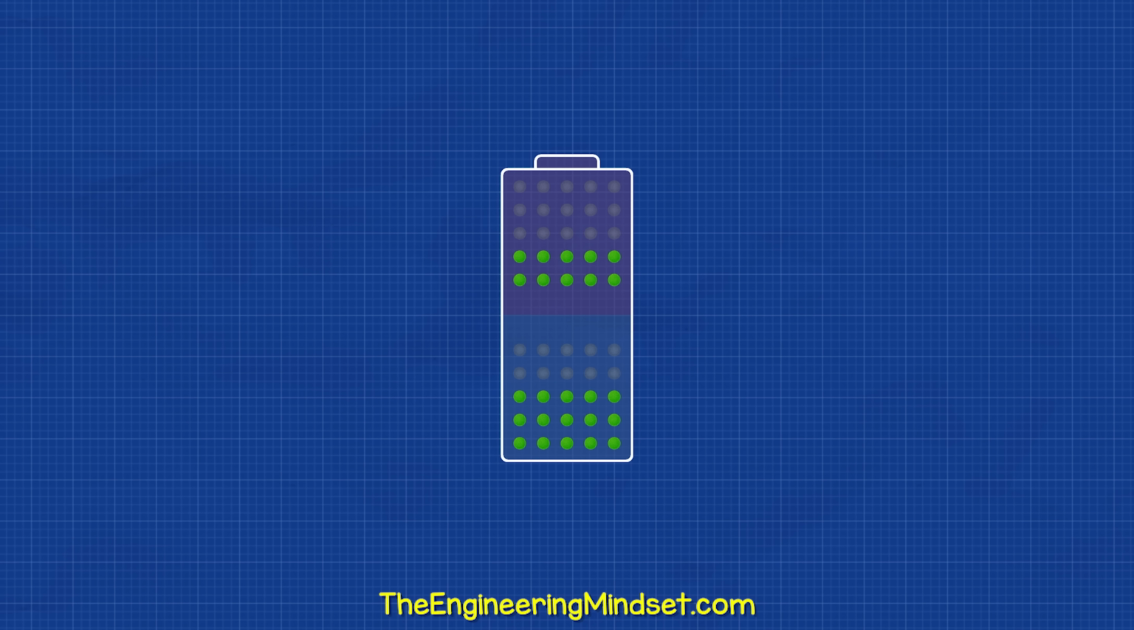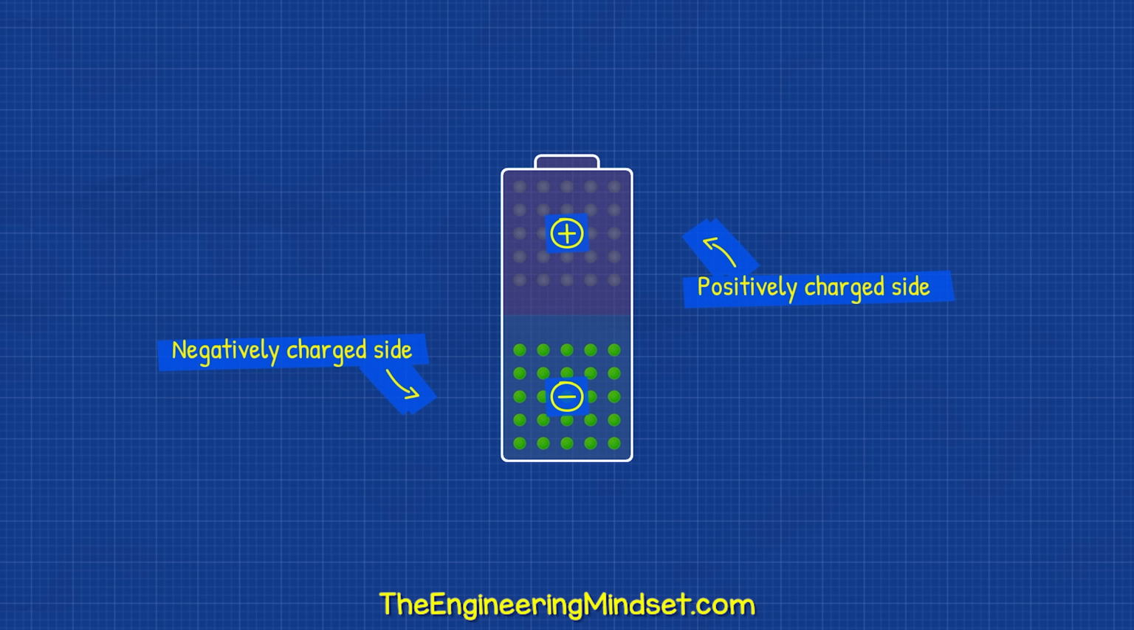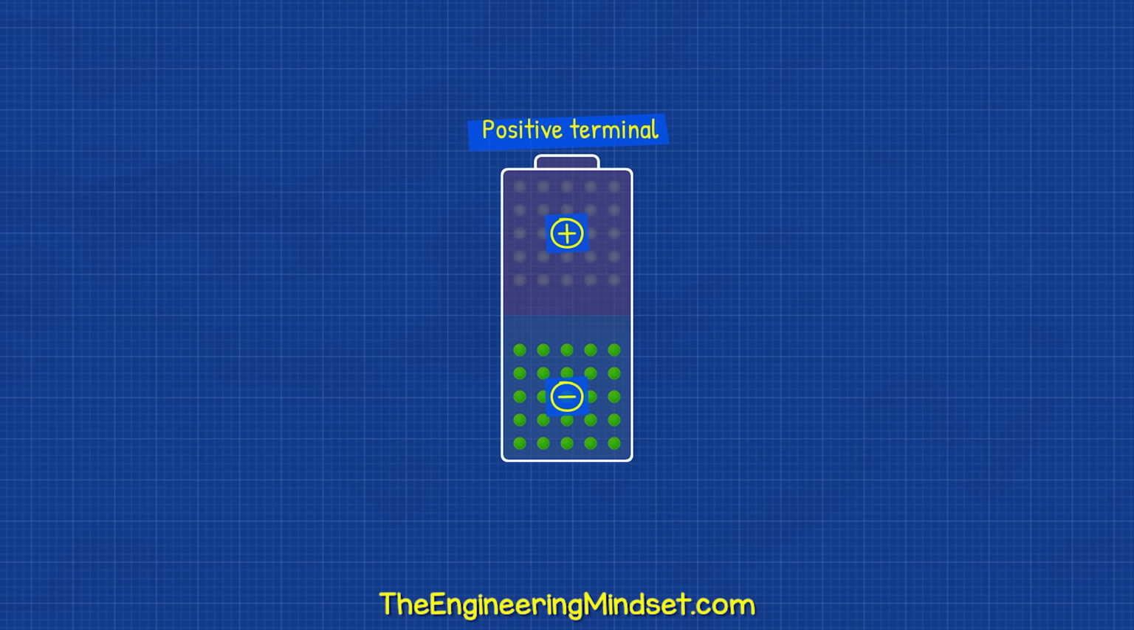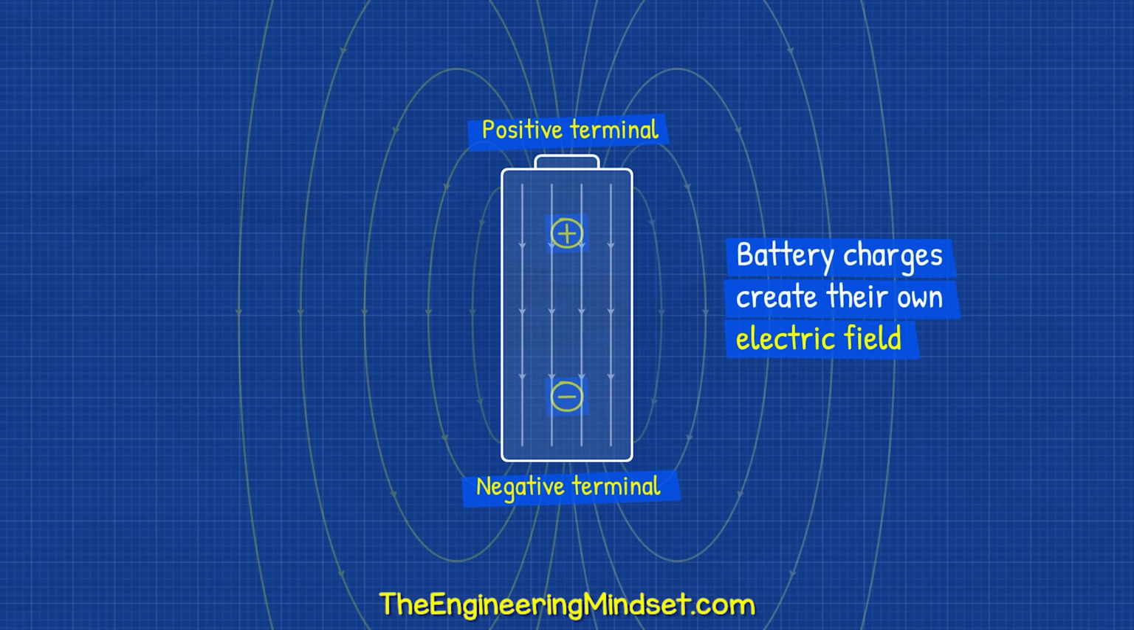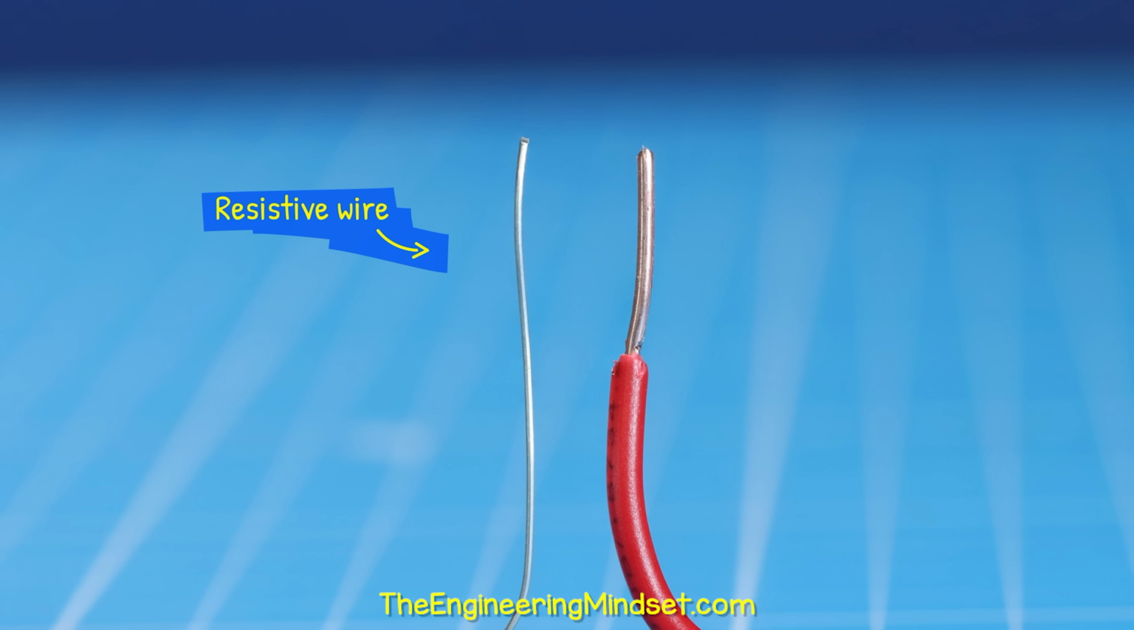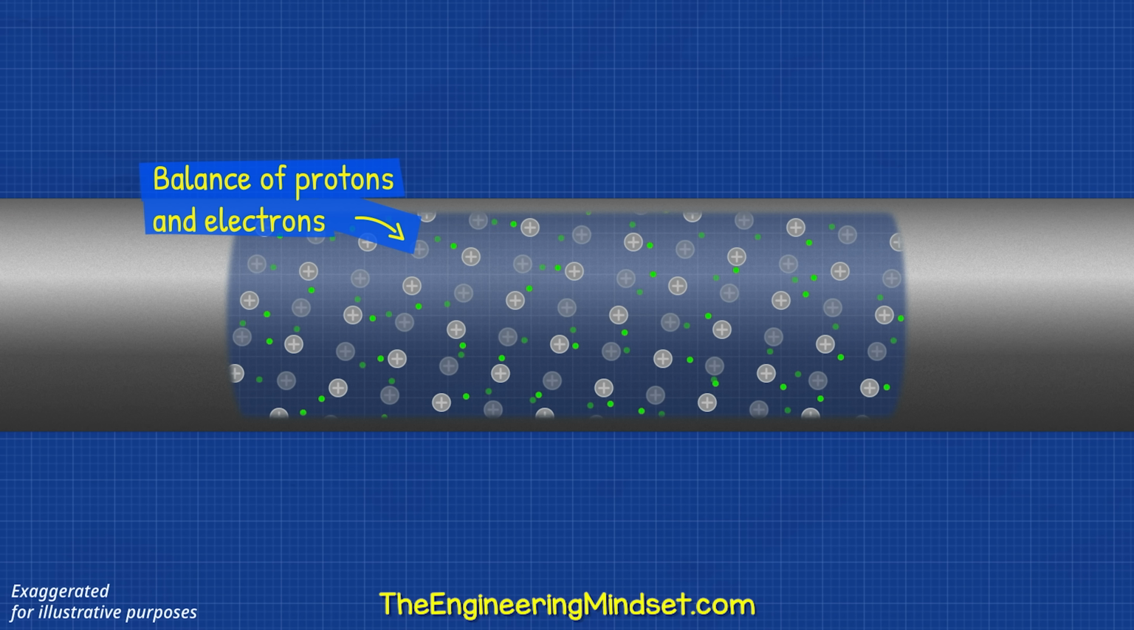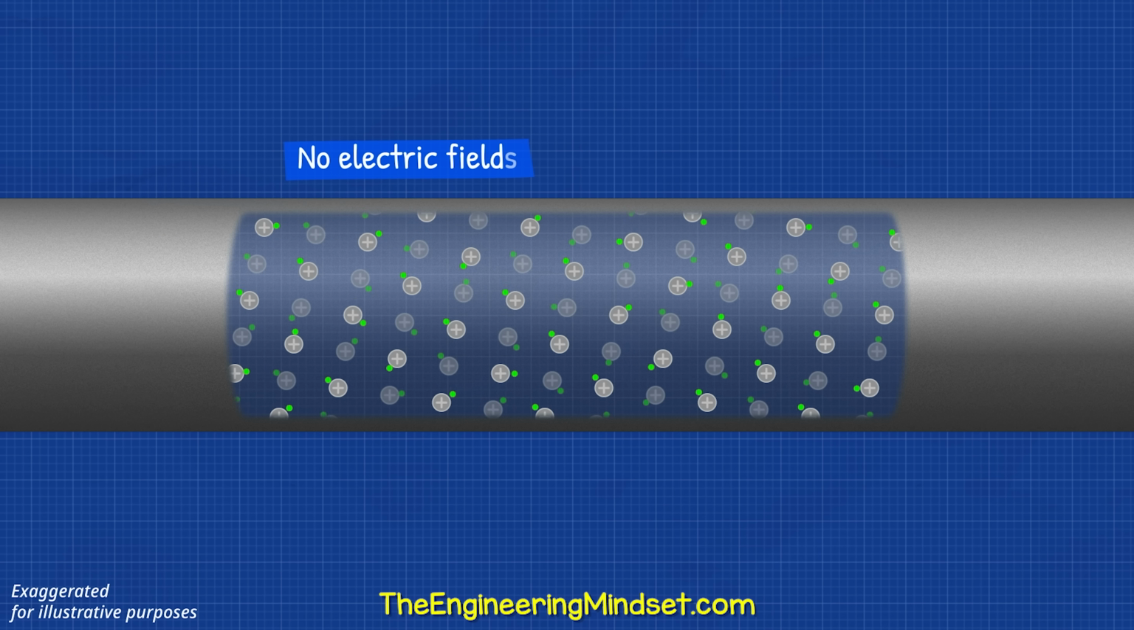So, due to the chemical reaction, we therefore have a buildup of negatively charged electrons on one side, and the other side has a shortage of electrons, giving us effectively a positive and negative terminal. This charge at the ends of the battery is going to create its own electric field. Remember, our piece of resistive wire has a neutral charge inside because of the balance of protons and electrons. No electric field exists, and so no current flows.